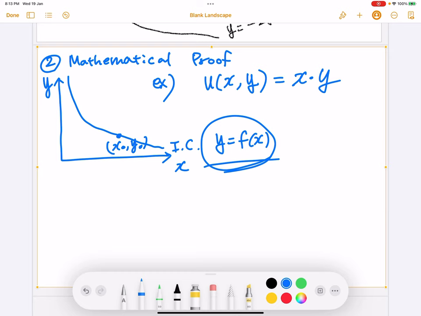For example, if your utility is x times y, and let's say you want to get the function for an indifference curve when the utility level is 10. So you're interested in the indifference curve when your utility level is 10. What is your y equals f(x)? In this case, how can you express your function for the indifference curve for all the baskets that give you a happiness level of 10?